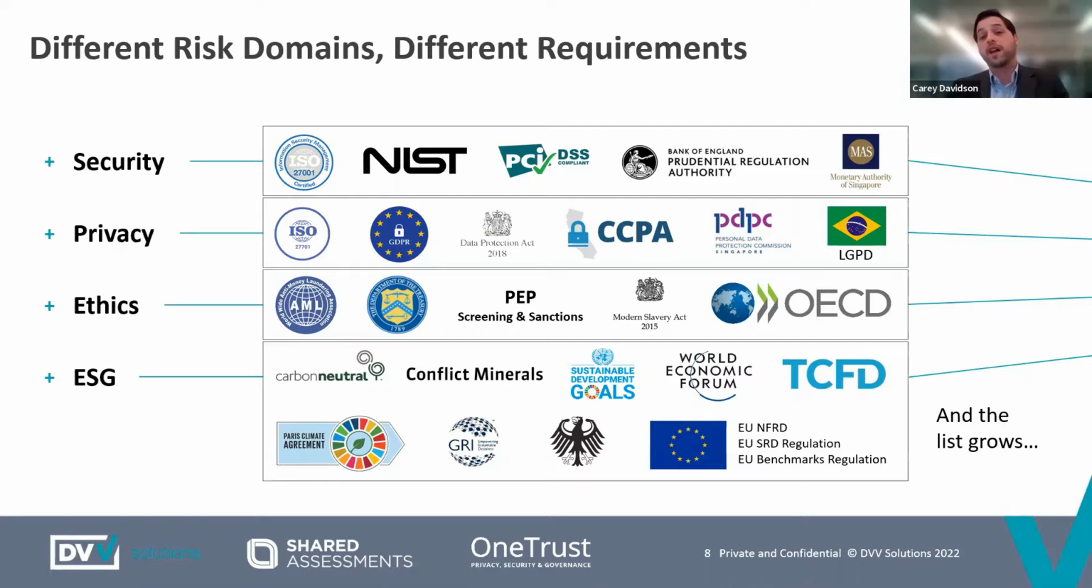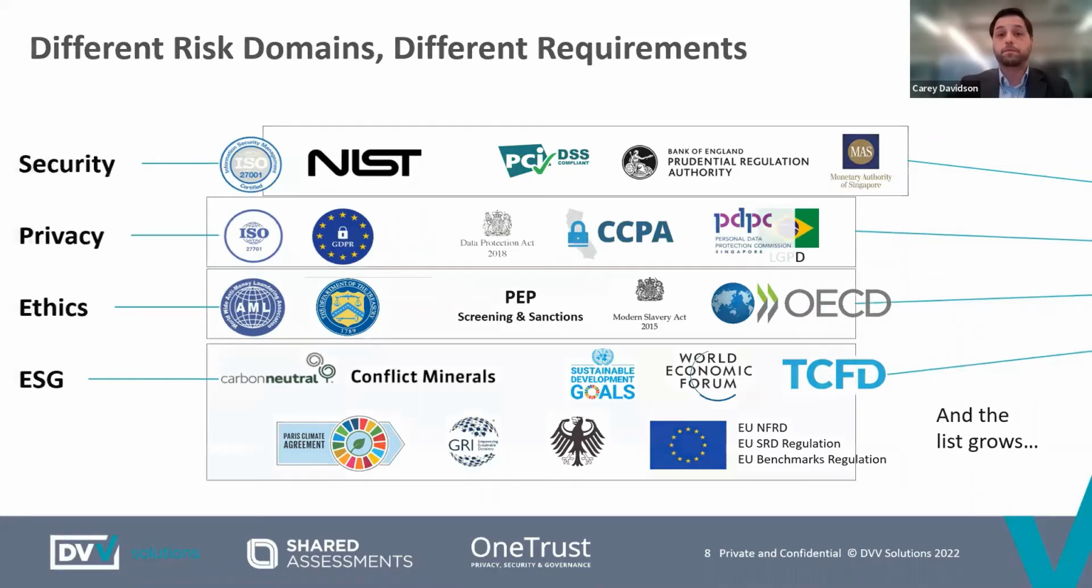When we think about ethics and compliance, maybe AML or PEP screening and sanctions or Modern Slavery Act. There's also a growing pressure from other areas. When you think about institutional investors, the scrutiny from those investors is becoming more common, especially in this environmental social governance space. They are looking at a variety of risks, when we think about consumers or sustainable developmental goals or Paris Climate Agreement or the EU non-financial reporting derivative. All of these are parts of requirements that are going not just across security, but of privacy, ethics, and ESG that's now evolving.